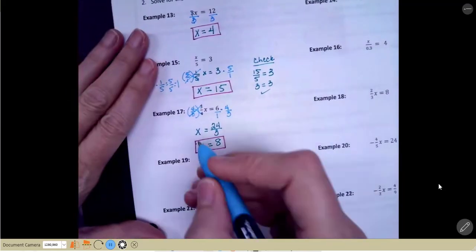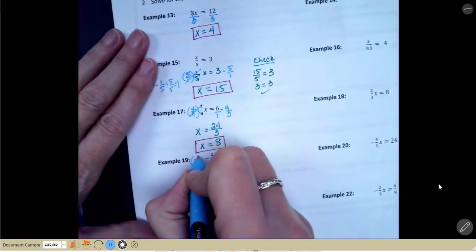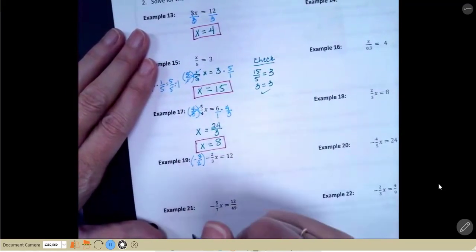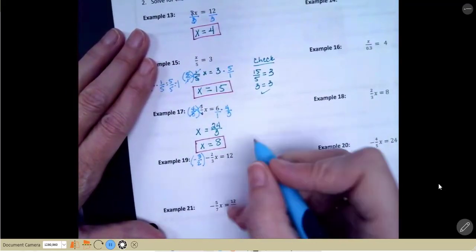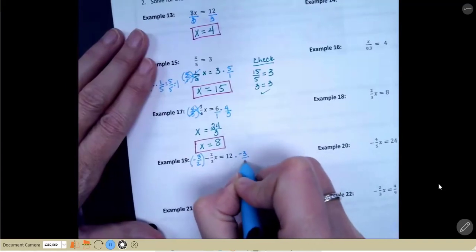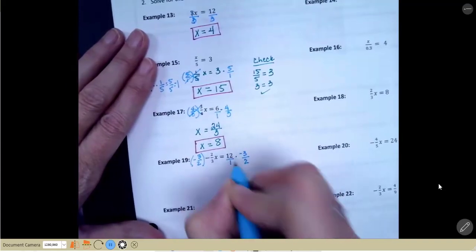All right, 19, I'm going to multiply by the reciprocal of negative 2/3. But when I multiply by the reciprocal of a negative, I have to multiply by the negative reciprocal. So on this one, we're going to multiply by negative 3/2. So if it's negative, multiply by a negative. If it's a positive, multiply by a positive. So I'm going to multiply this one by a negative 3/2. And I'm going to put my 12 over 1.